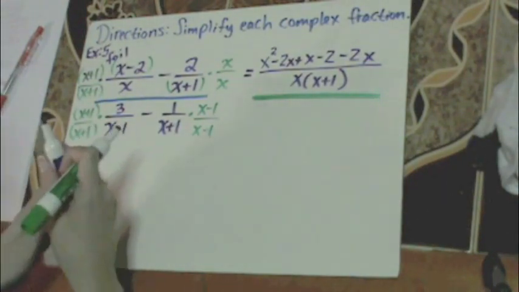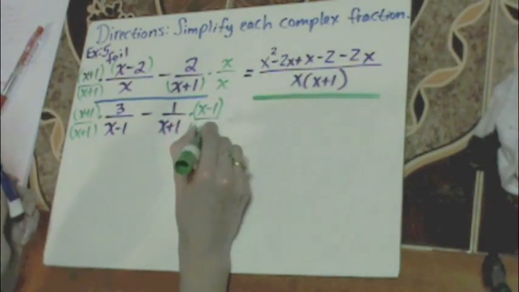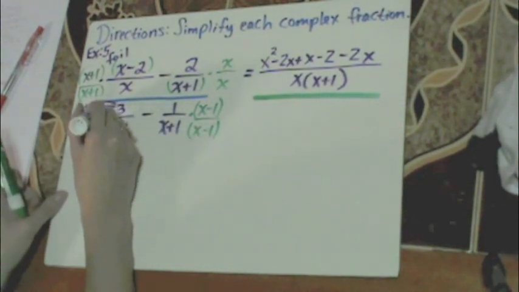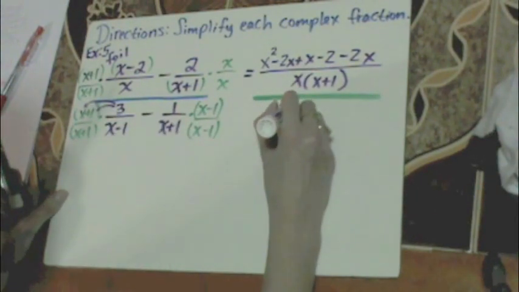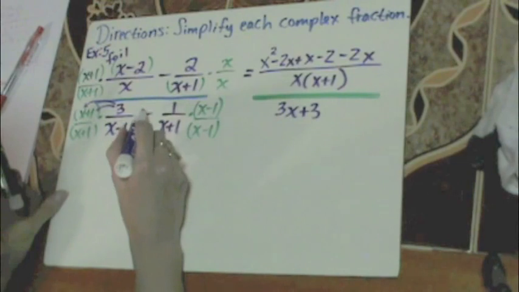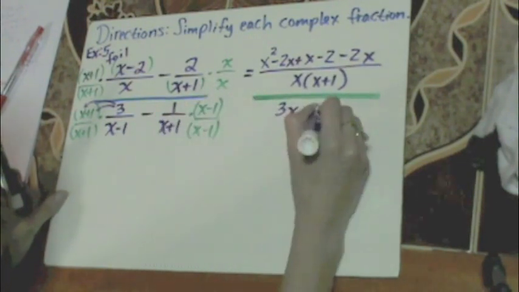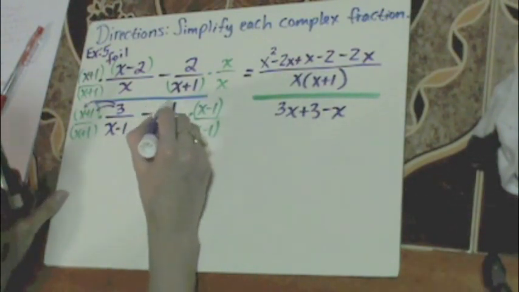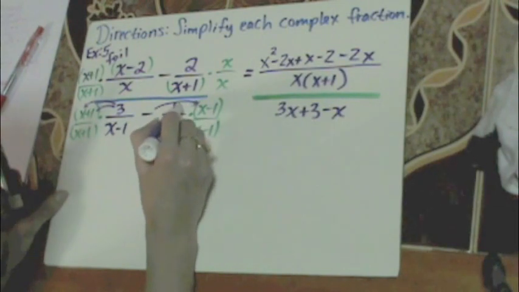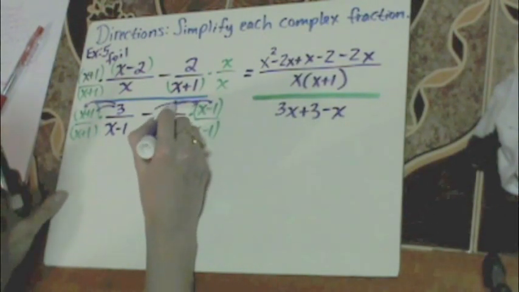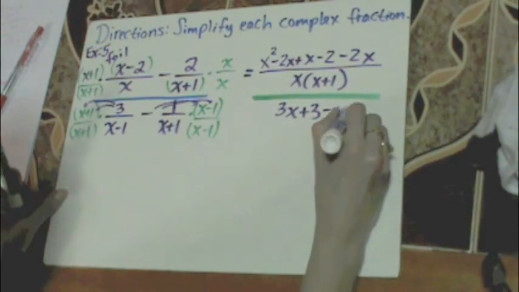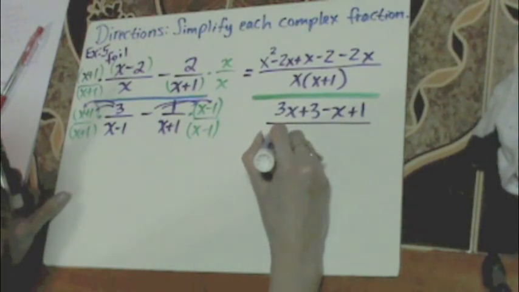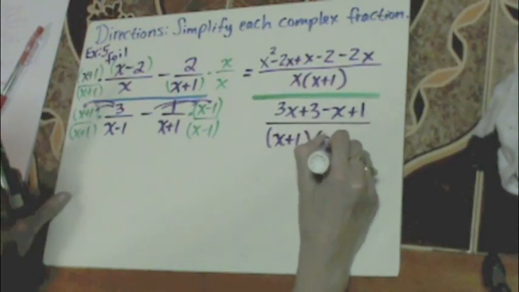Okay, so I need to distribute this through. So I'm going to distribute my 3 to the x and my 3 to the 1. So then I'm going to get 3x plus 3, and then this is negative 1 times x, which is a negative x, and a negative 1 times a negative 1, because this negative 1 is being distributed. So then I've got plus 1 there. That's where you're going to make your common error, so watch out. Then you get x plus 1 quantity, x minus 1.